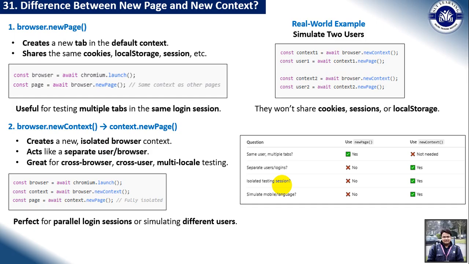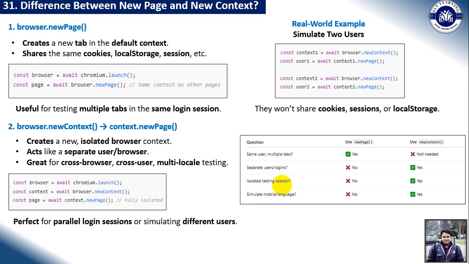What is the benefit of that new context and new page? They will share the same local cookies, local storage and session information. That is one useful thing. When you are using multiple tabs with the same login, you can utilize that. Now, browser.newContext and context.newPage means it will isolate. If you use the same context for page 1 and page 2, that means you are sharing the cookies and local information.